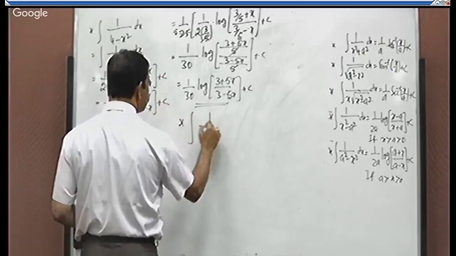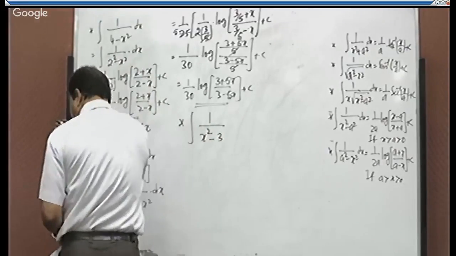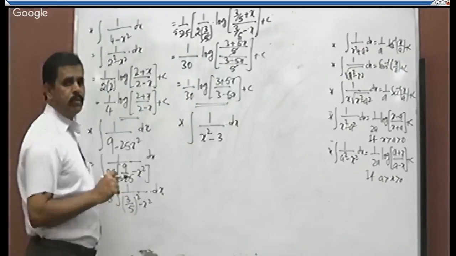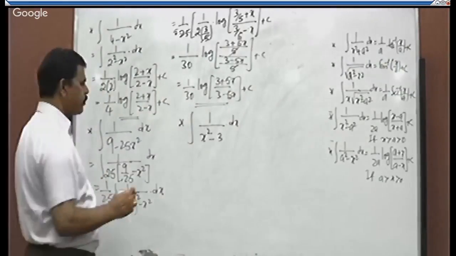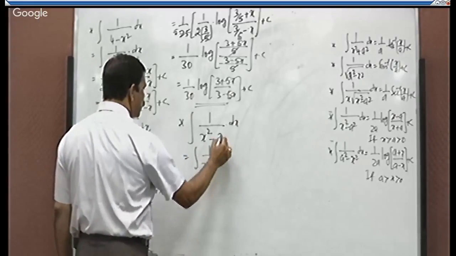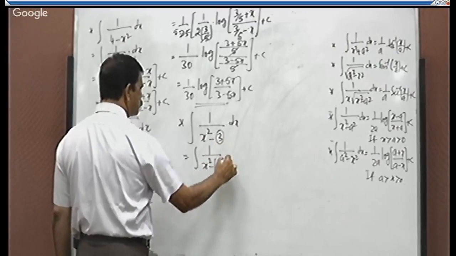One by x square minus, sorry, 1 by x square minus 3. That is equal to what? 1 by x square. It is not a perfect square, correct? Therefore, make it into root 3 square.